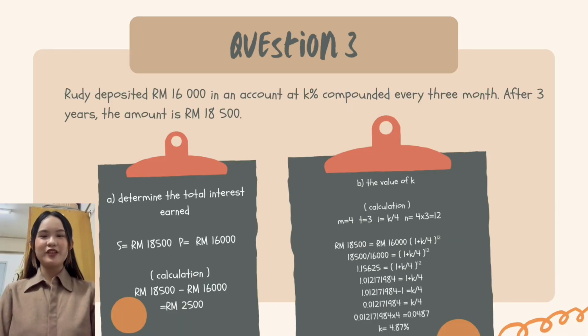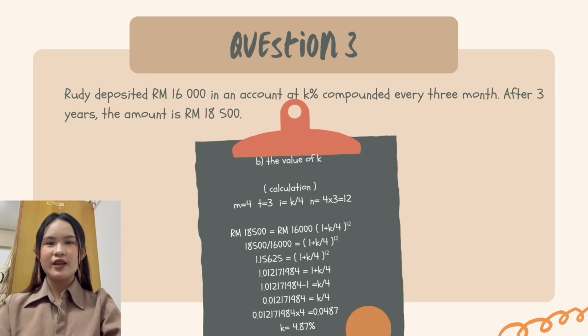So, let's look at question 3. Rudy deposited 16,000 in an account at K compounded every 3 months. After 3 years, the amount is 18,500. Question 3a: determine the total interest earned. First, we need to identify the values. S is equal to 18,500. P is equal to 16,000. So the calculation is 18,500 deduct 16,000, so the total amount is 2,500.